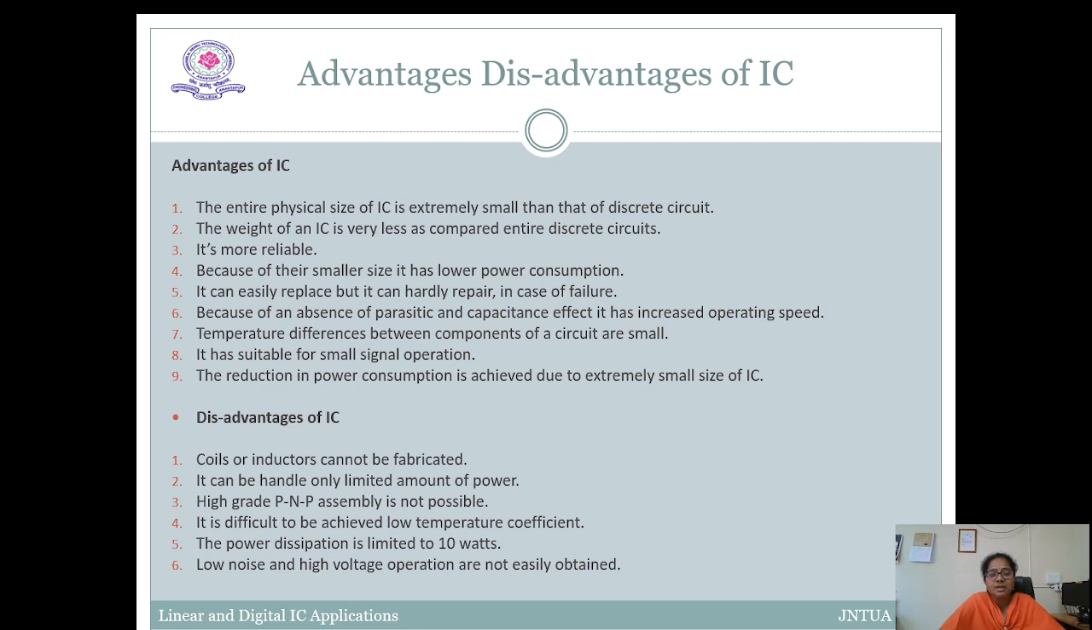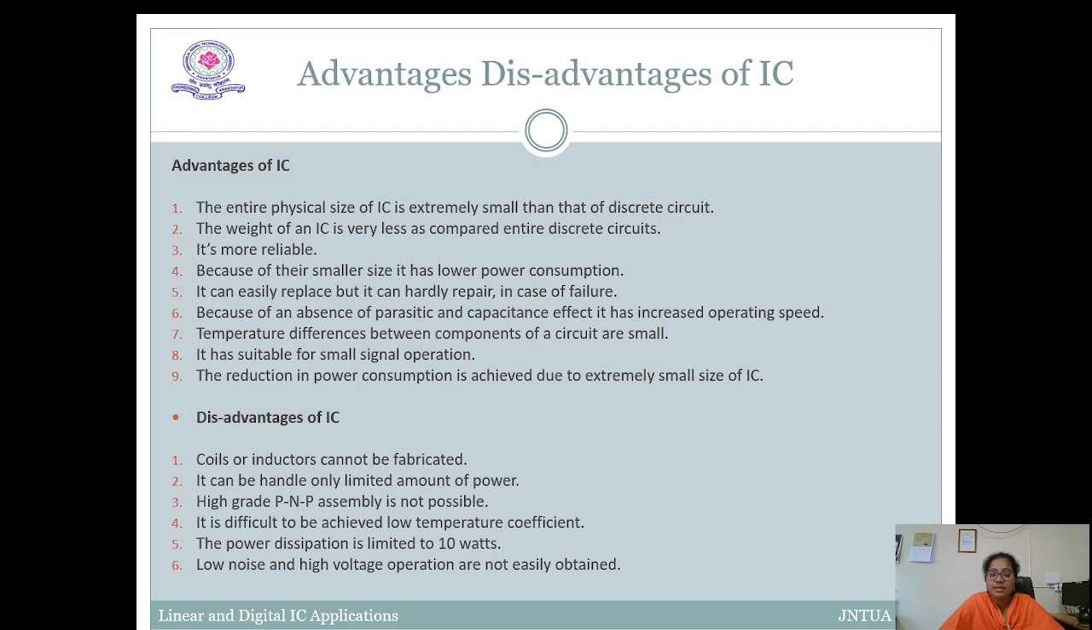Advantages, we'll see that the basic advantage is the size. The size of the IC is extremely small compared to that of discrete components. If we connect all the discrete components like resistors, capacitors, and then the non-linear devices or the active devices, and connect all together, it takes more space. So all the components can be placed on a single silicon wafer, which obviously takes less space, and also less weight. The weight of an IC is very small compared to a discrete circuit, and it is also more reliable.